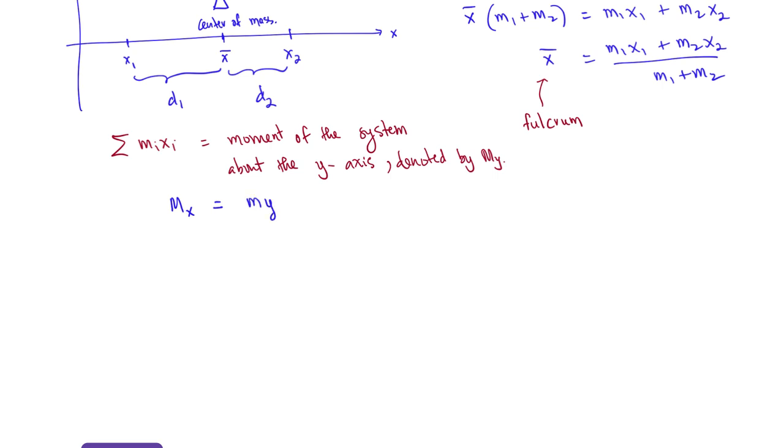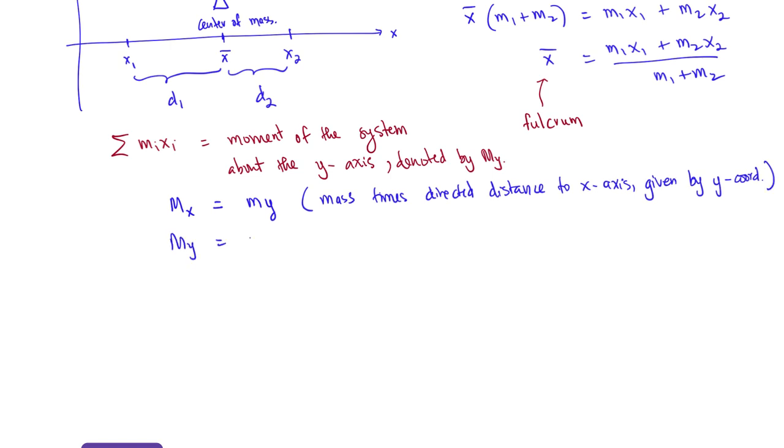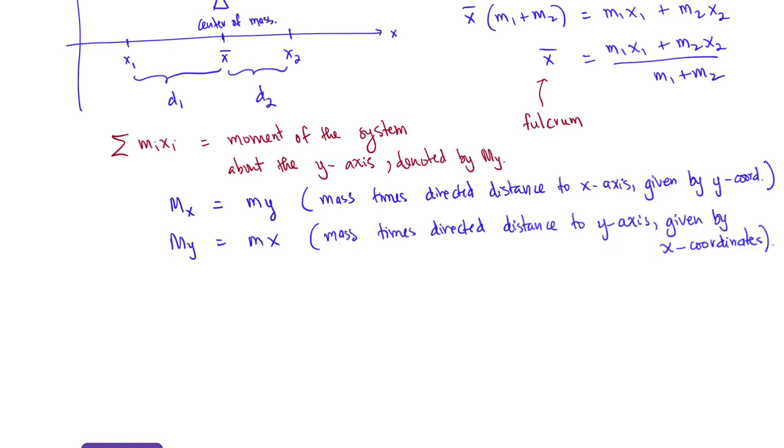Thus, the moment about the x-axis, M sub x, is measured by the mass times the y-coordinate, which is the mass times the directed distance from the x-axis given by the y-coordinate. This is also why it is called the moment about the x-axis, even though we're using the y-coordinate. M sub y is the moment about the y-axis, which is the mass times the x-coordinate. This is the mass times the directed distance to the y-axis given by the x-coordinate.